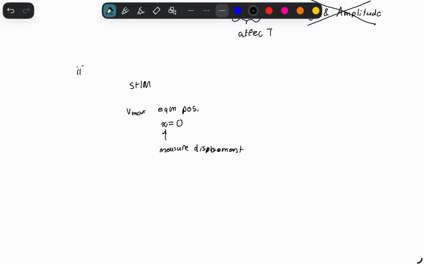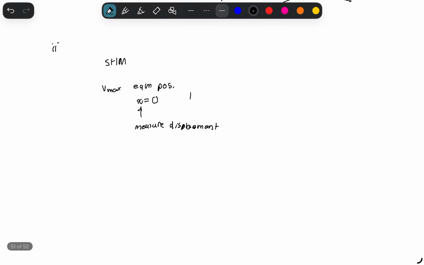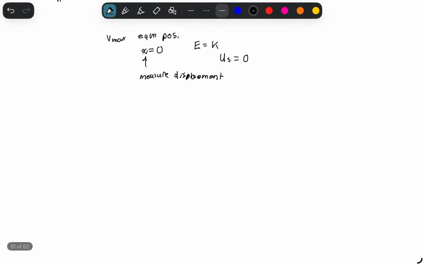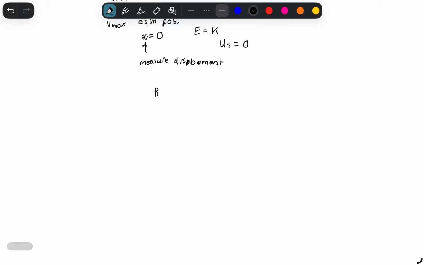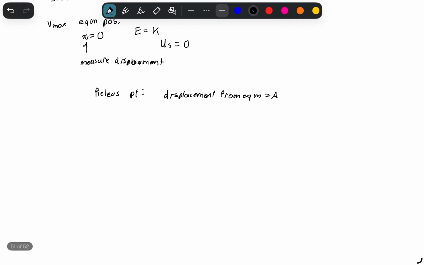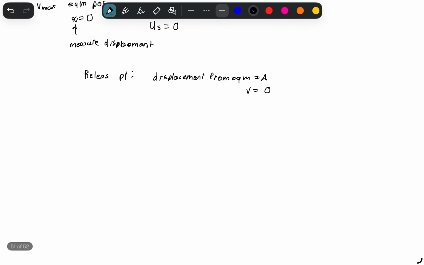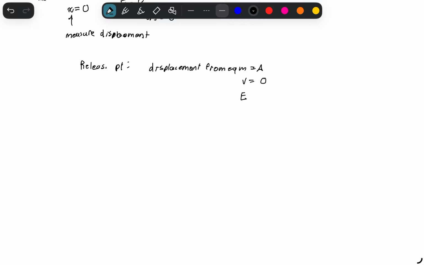That's because when you're at your equilibrium position, all your energy is going to be solely kinetic, and your spring potential energy, your Us, is going to be equal to 0 at that point. So then we can find the v max with energy. When you are at your release point, your displacement from your equilibrium is equal to A, and your v is equal to 0. So all your energy at your release point is equal to your spring potential energy. So you would say that's equal to 1/2 k A squared.